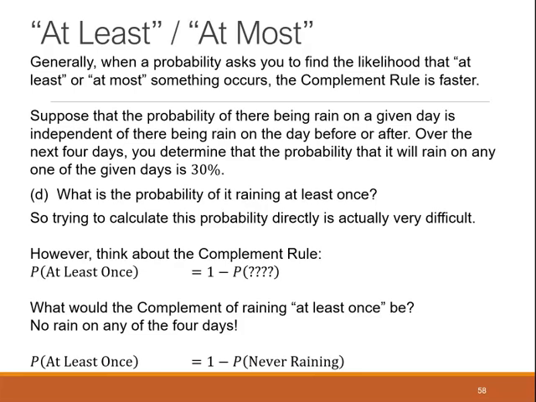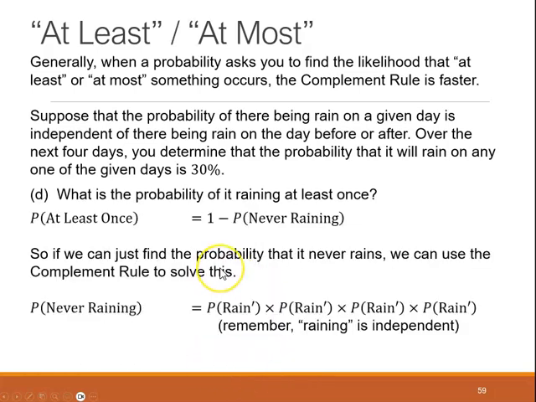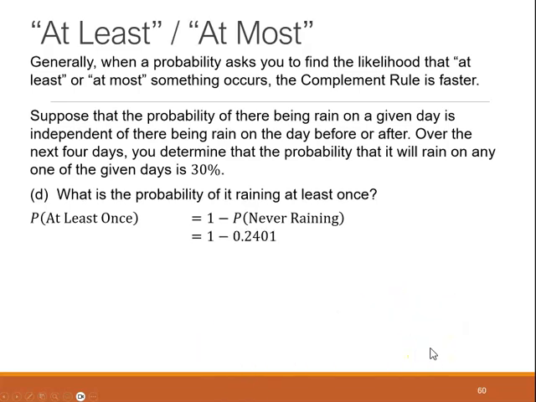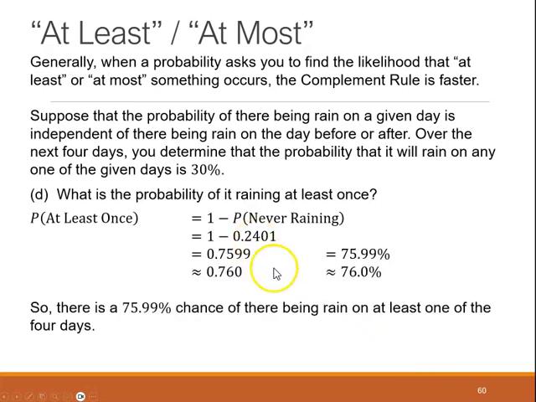Because you can't have half a day of rain. It just rained on that day. So the probability is just of never raining. So it can't rain would be not raining on day 1, not raining on day 2, not raining on day 3, not raining on day 4. So 0.7 for all of those. So the probability that it rains at least once would be 1 minus it never raining, or about 76%.